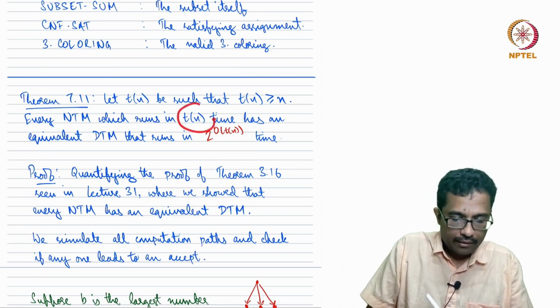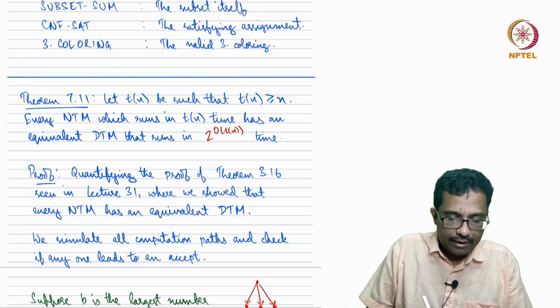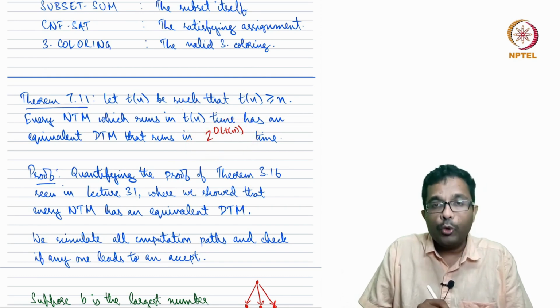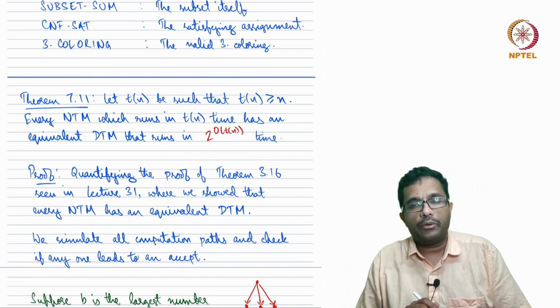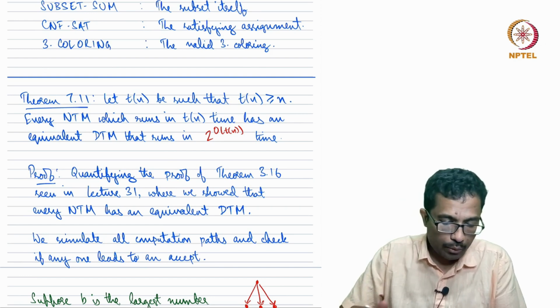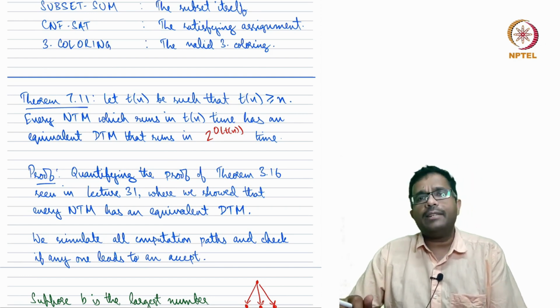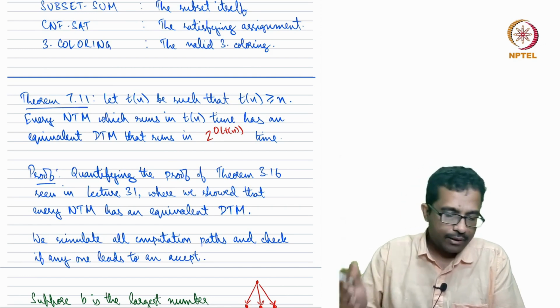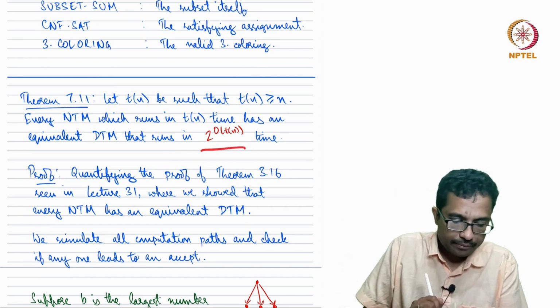It turns out that if the non-deterministic Turing machine runs in time t(n), the deterministic simulator takes time 2 to the power O(t(n)). So it's exponential time in t(n). That is one of the bounds. There are slightly better bounds in the literature, but this is a simple result.